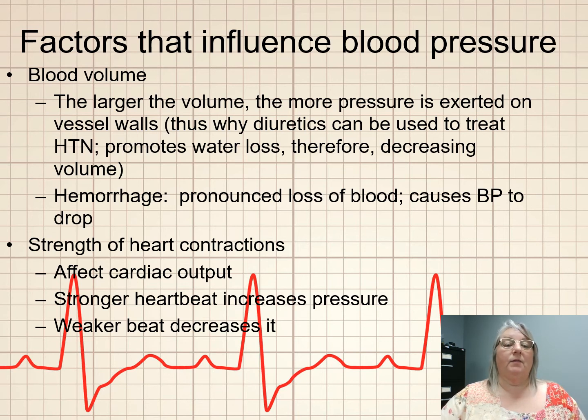Another thing that affects the blood pressure is the strength of the heart contractions. The strength of those heart contractions affects how much blood comes out of the heart. It affects the pressure within the arteries. And if you have a weaker beat, then you're going to have decreased blood pressure. If you have a stronger beat, then you'll have an increase in blood pressure.